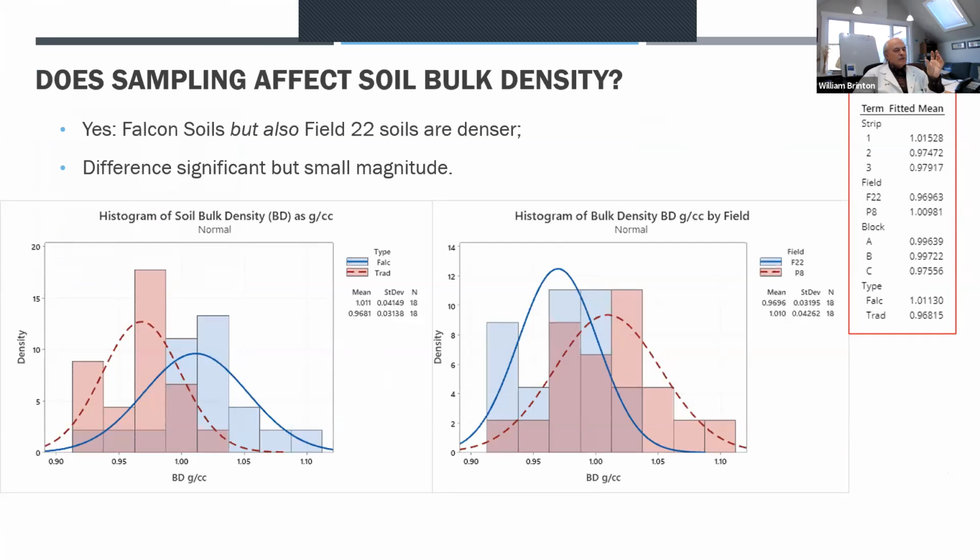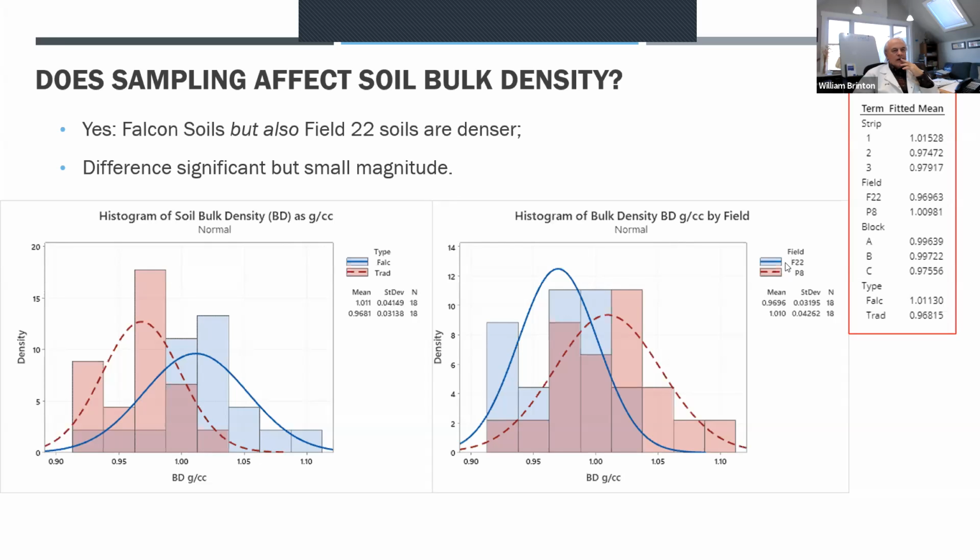So one thing I tried to do is ask another question. Did the Falcon change the nature of the soil? One question was, did it affect soil bulk density? And it did. The Falcon showed higher bulk density. This blue curve is shifted over from the traditional by a very small amount, which means it got more soil, but it was sampling the same depth, which means it compressed it a little.